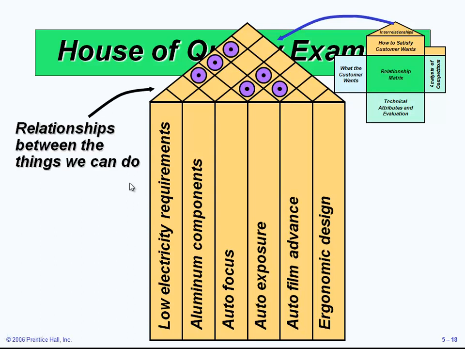We can also identify the relationships between the how to satisfy options with each other. So what's the relation between low electricity requirements with aluminum components? Oh, we don't have a relation, then we don't put anything. But with the autofocus, we have a very strong relation. With the auto exposure, we have a very strong relation with the autofocus and with the low electricity requirements, and so on. So we are identifying the relationship between the wants or what customer wants between each other.